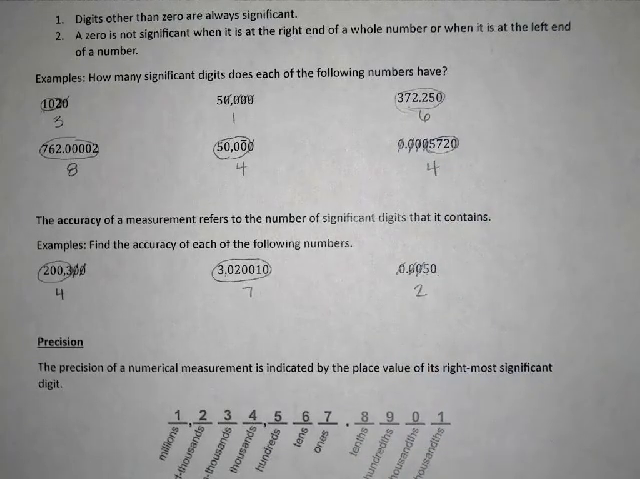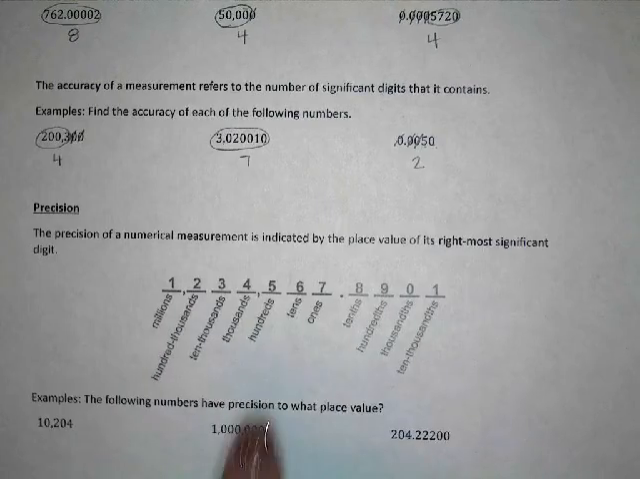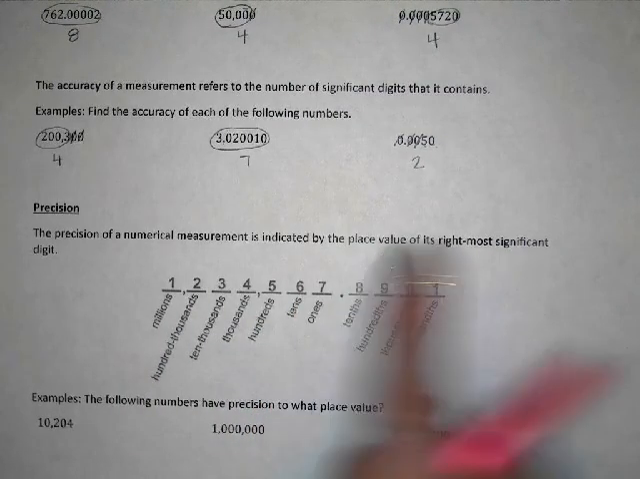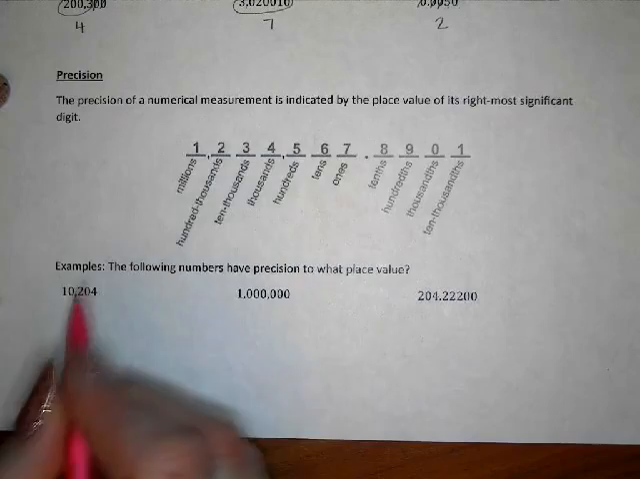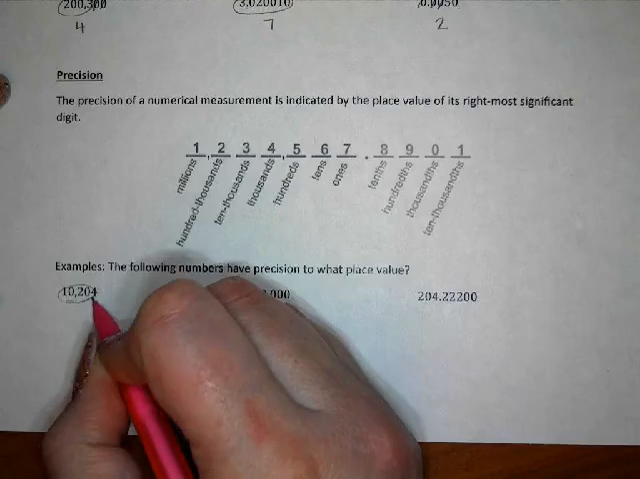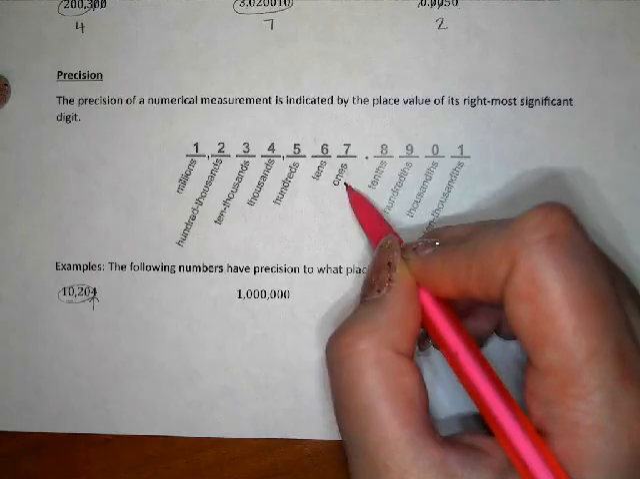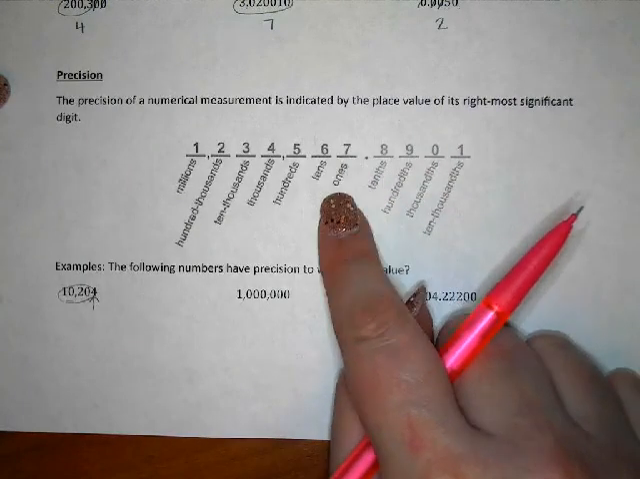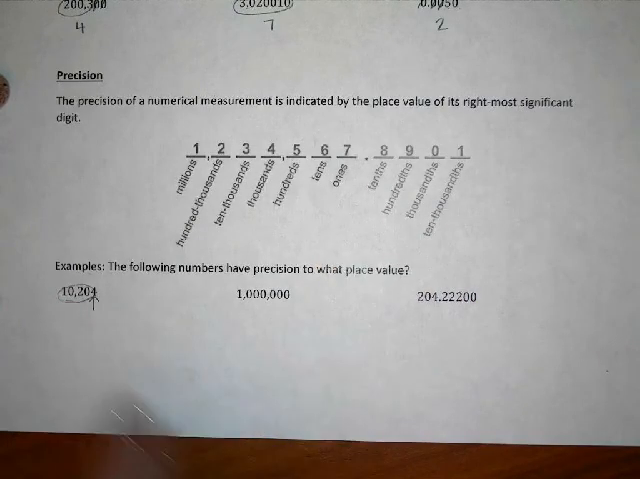All right, next, precision. We already described it as the level of exactness in a number's digit. So the precision is indicated by the place value of its rightmost significant digit. The rightmost significant digit. So here, all of these numbers are significant digits. And so the rightmost significant digit is right here. This is the ones place. So this is accurate or precise to the ones place. So if I was adding this to another number, I could add to the ones.